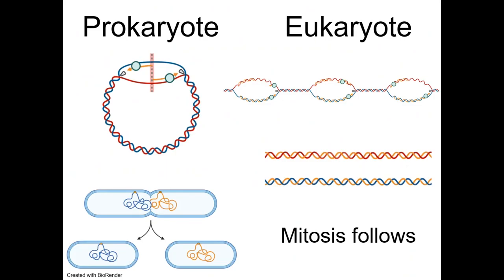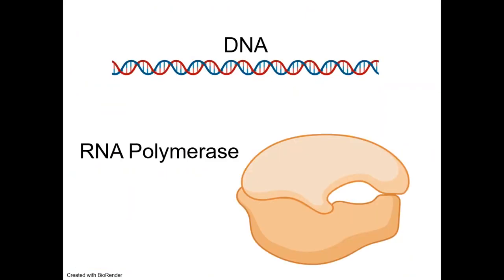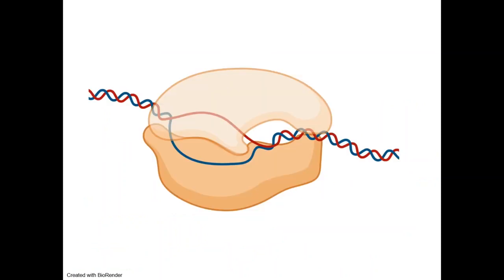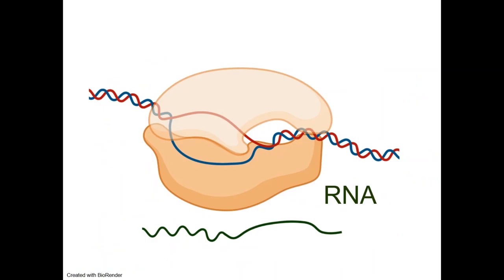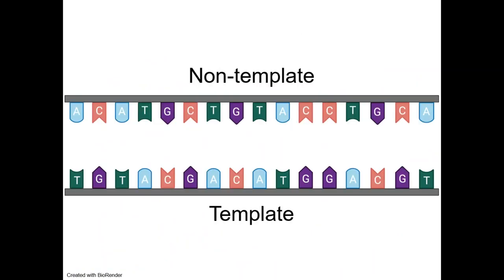For transcription of RNA, RNA polymerase and DNA are required. RNA polymerase attaches to, separates, copies, and reassembles DNA to create RNA. DNA is made of a template and a non-template strand. The RNA polymerase copies the template strand from the 3' end to the 5' end.